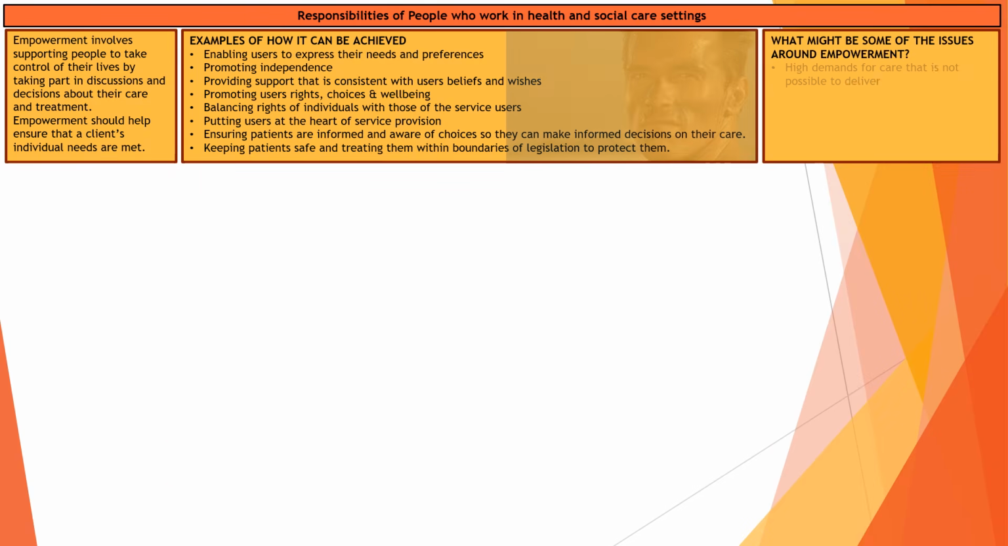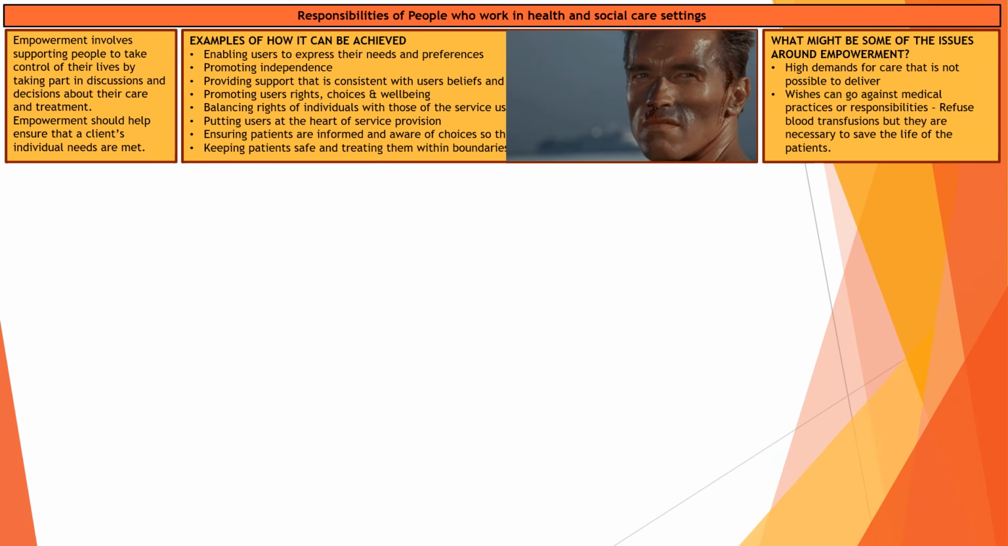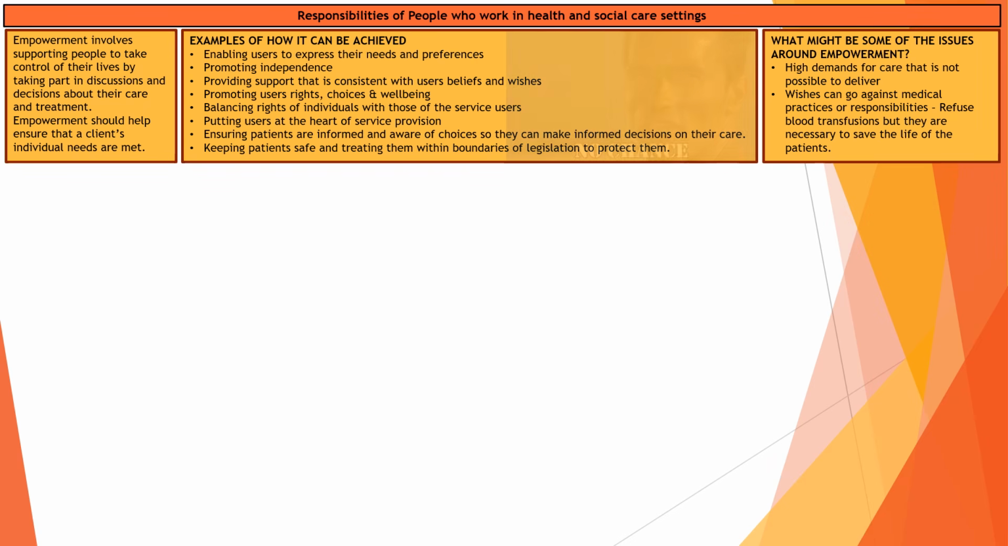There are some downsides that come from empowerment. So there are high demands of care that may not be able to be delivered. You might also find that there are medical practices which go against the care value. So for example, allowing someone to refuse a blood transfusion which would be necessary to save their life.